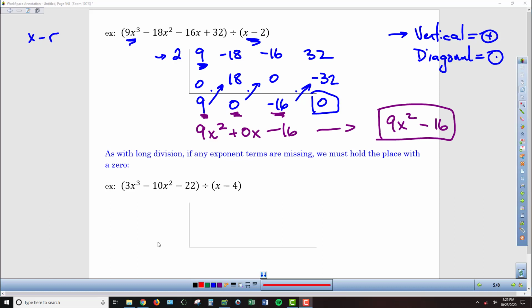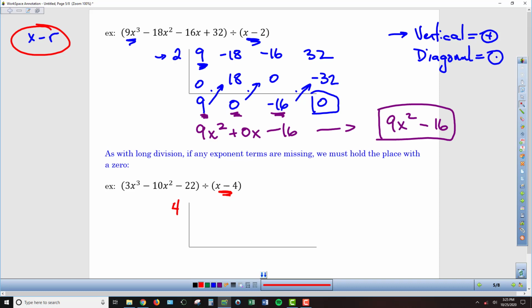For our third example, we can see our divisor is set up properly. It's in this x minus r format. So that means r is going to be 4. And just to be clear, if this had been plus 4, then x minus r would mean that r was a negative number, so it's just the opposite of the positive or negative sign we see. So then we would use a divisor of negative 4. But we don't. We have an x minus 4, so we'll go back to positive 4 as our divisor.